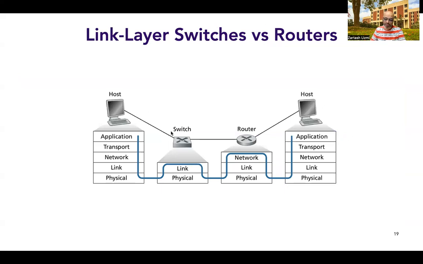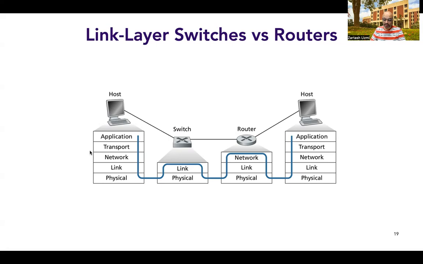We have seen this kind of figure before. On the left and on the right, we have hosts with all 5 layers of the networking stack built in. We have a router which is shown here, which has the physical and link layer, obviously, and also a network layer, because the router is part of the IP network. We also show a layer 2 switch, which only has the physical and the data link layer, but does not have the network layer.